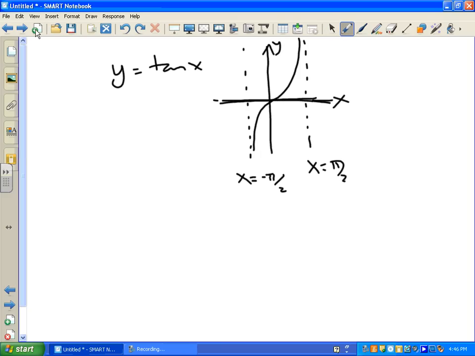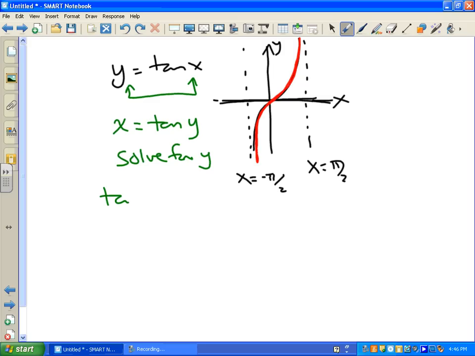Now, to find the inverse graph, we have a sort of a recipe procedure. We swap x and y. So the x and y variables need to trade places. That gives us x is equal to the tangent of y. And then we have to solve this equation for y. So let's say we have the tangent of y is equal to x.